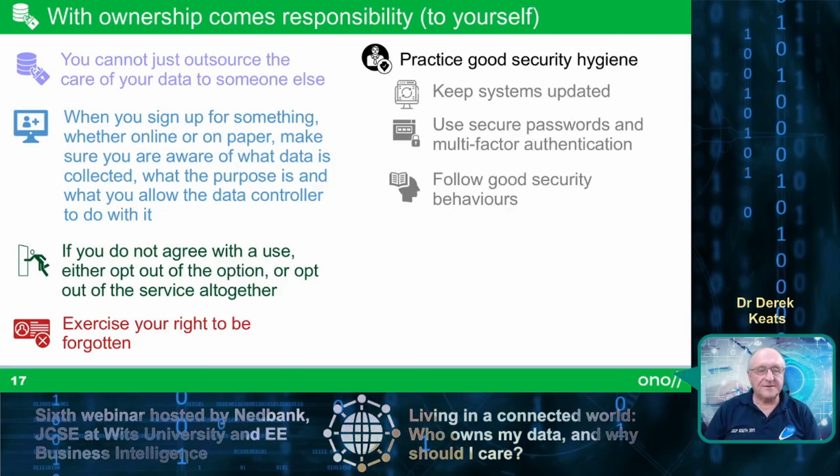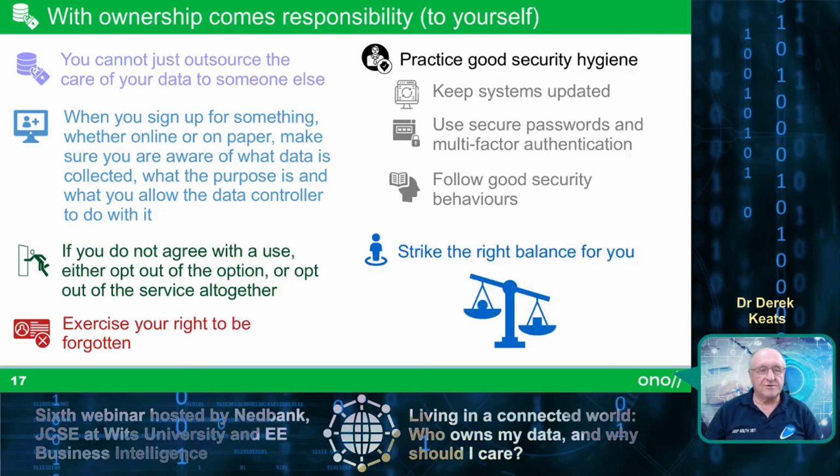On the other side of the equation, you need to look after your data. You need to look after critical information that can be used to identify you and to steal your identity or to try and scam you. So keep your systems updated. Make sure that you use secure passwords and multi-factor authentication. Follow good security behaviors. Understand a bit more about security. Make sure that you look after things. Strike the right balance for you.